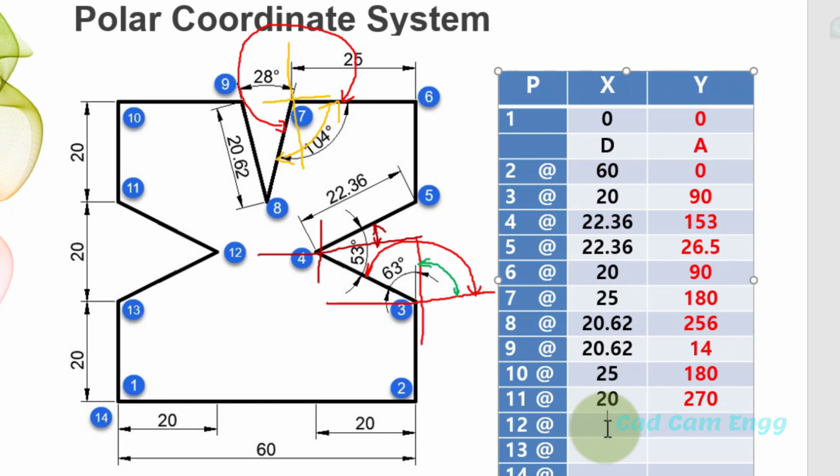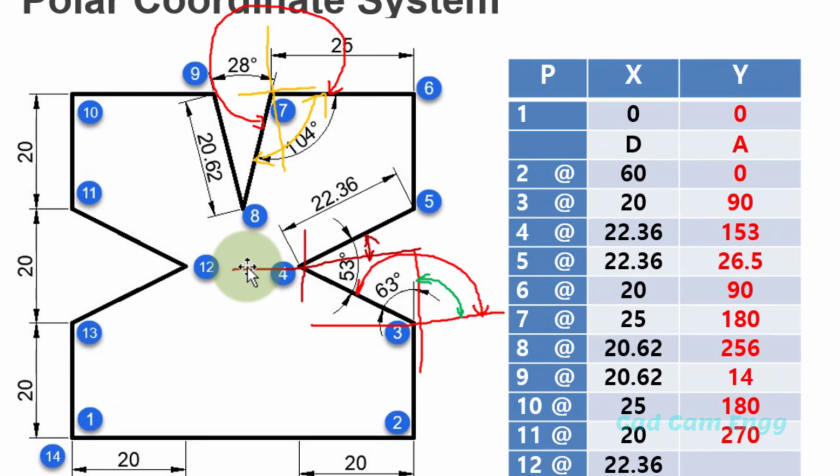Then point number 12. As usual, point number 12 has the same value as point number 5. The distance is 22.36, and the angle, how are we going to find that angle? Maybe you feel it is a little difficult. Not like that, it's very simple.